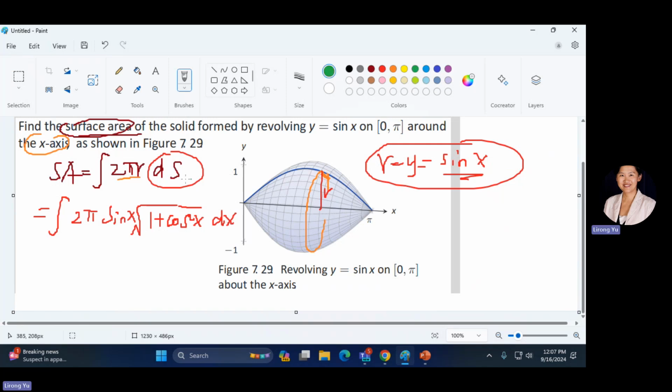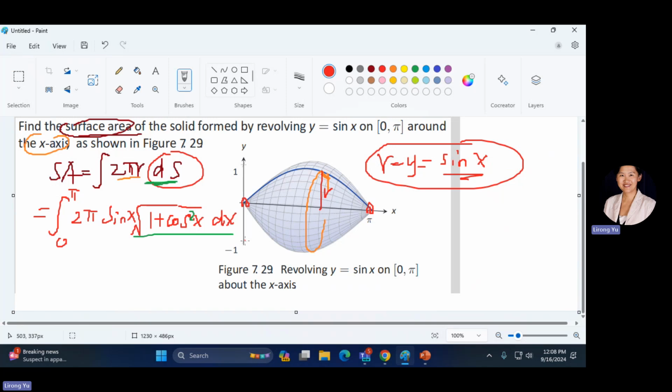Now, this part is something we mentioned for the arc length formula. The arc length differential ds is always equal to the square root of 1 plus the square of the derivative. And then the integration variable is x, and x is from 0 to pi. So we integrate from 0 to pi.